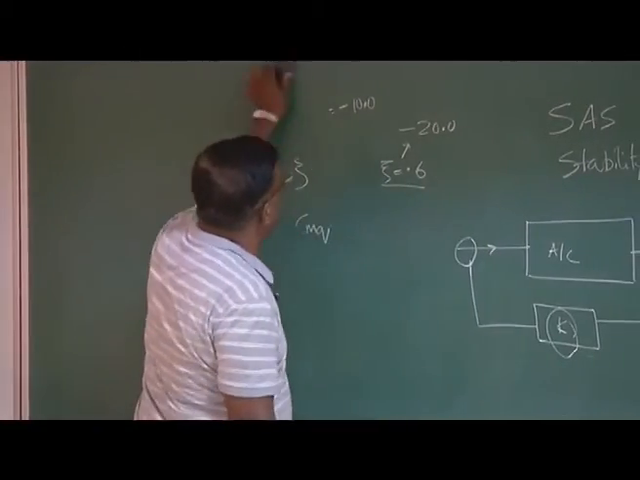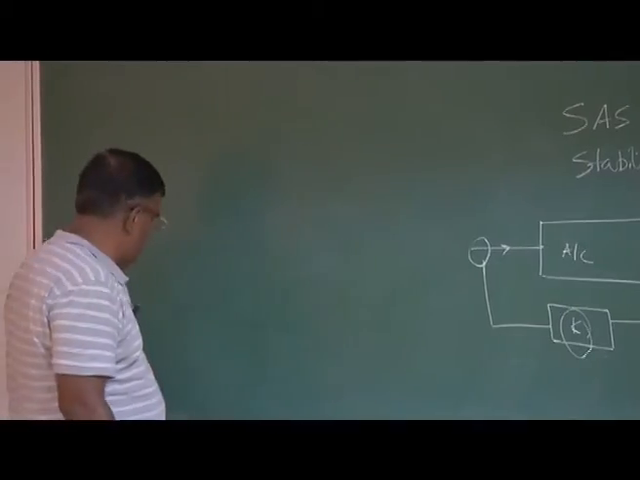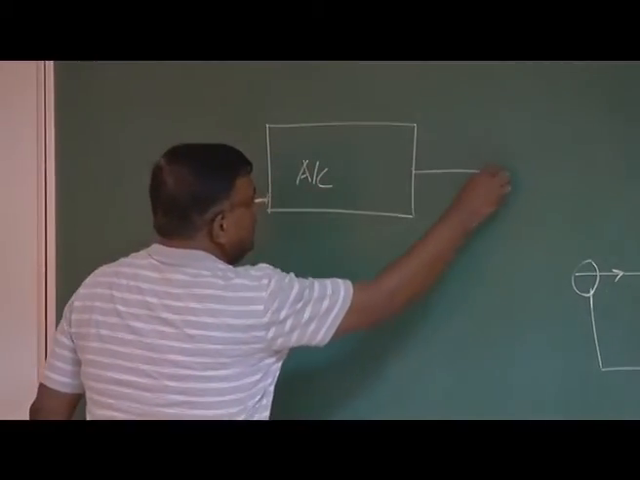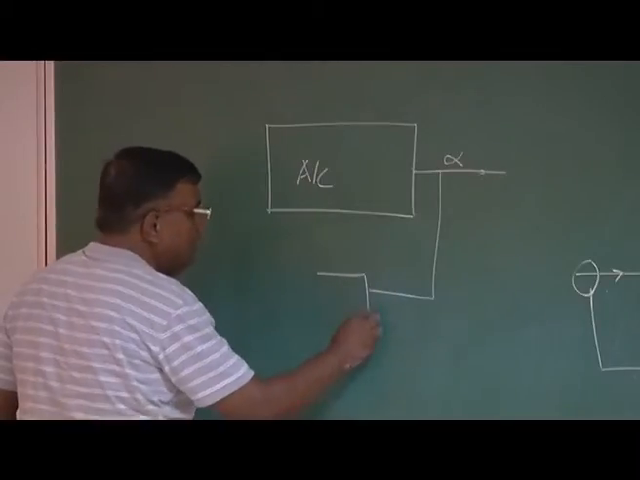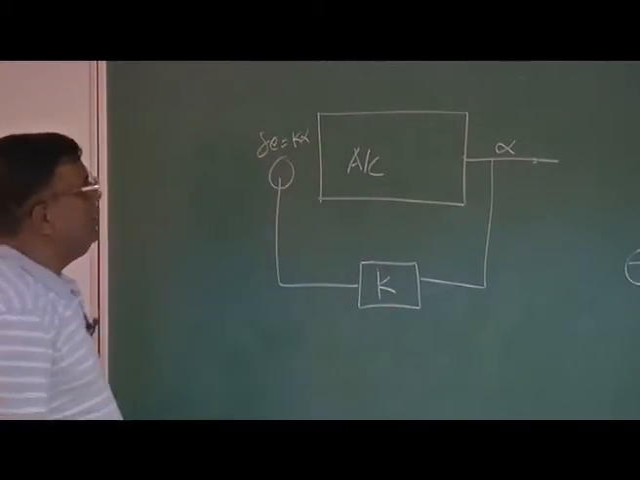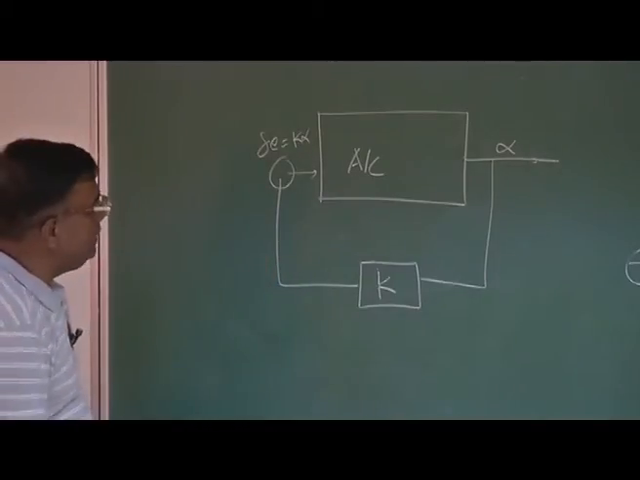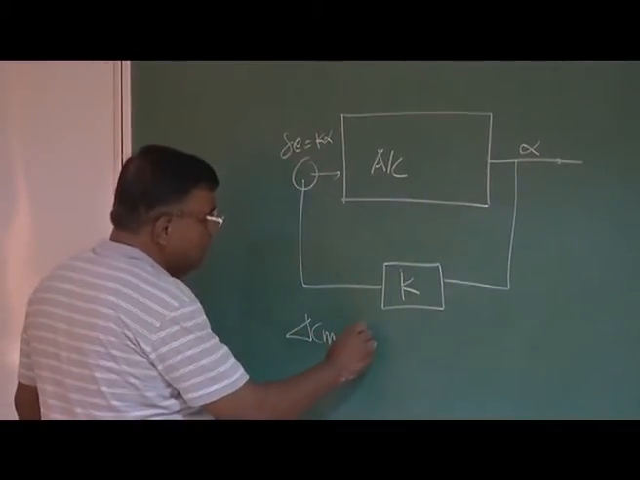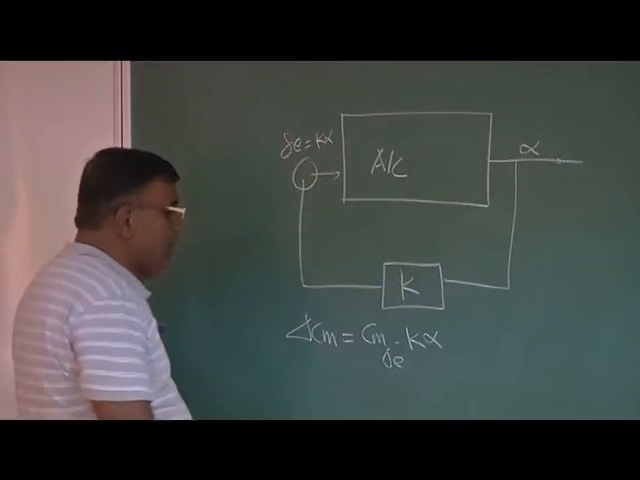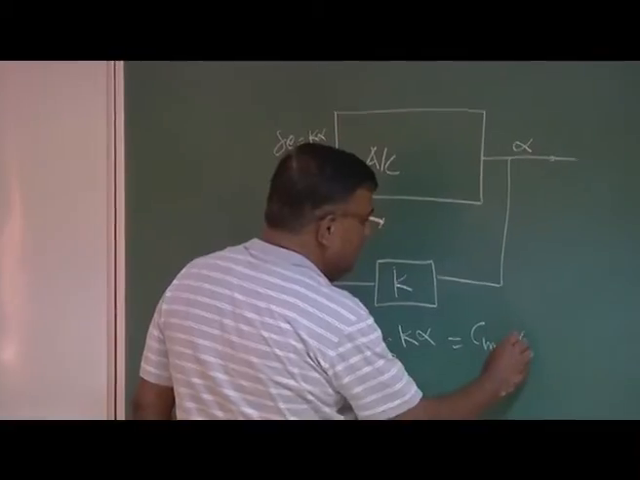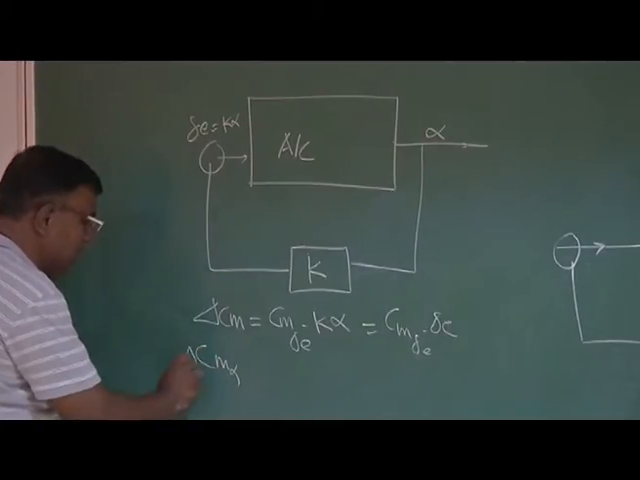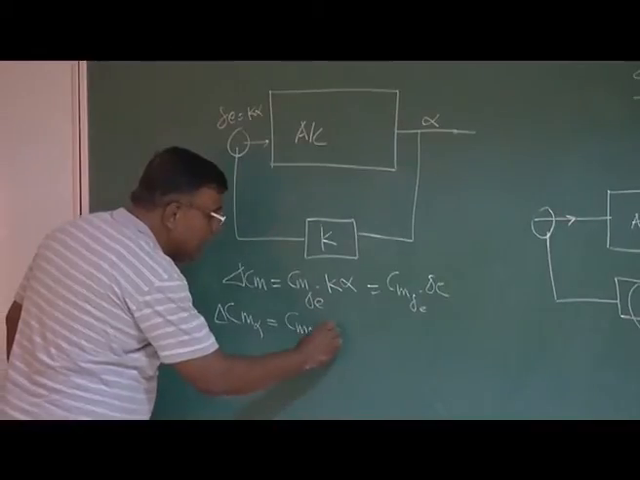Similar thing if you want to do for natural frequency. If you want to change natural frequency, what do you have to do? This is the aircraft. This is alpha. You tap alpha and say K, and this delta E here is K alpha. Okay, that goes to the plant. So what happens? I write delta Cm equal to Cm delta E into K alpha, because it's nothing but Cm delta E into delta E, and delta E is K alpha. So delta Cm alpha will be Cm delta E into K.